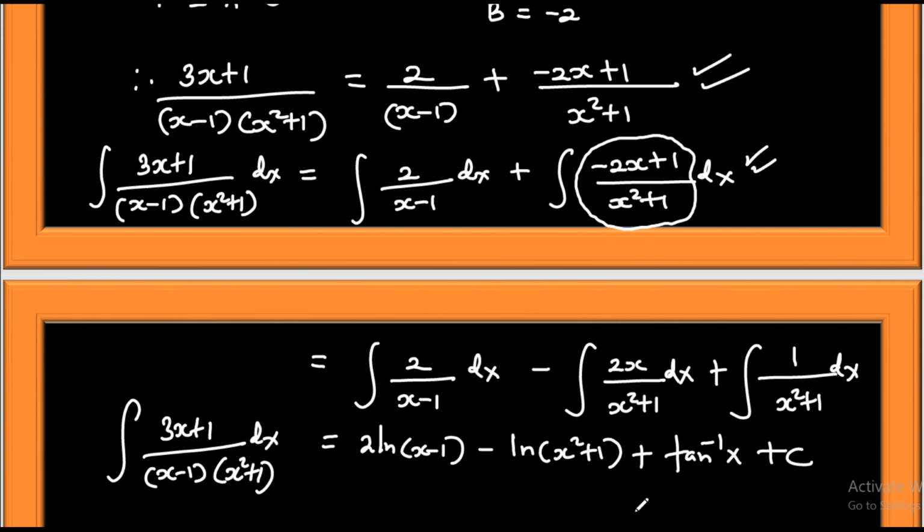As simple as this. So this is what we do when we are dealing with type 2 of partial fractions, and in particular a denominator containing a quadratic factor.